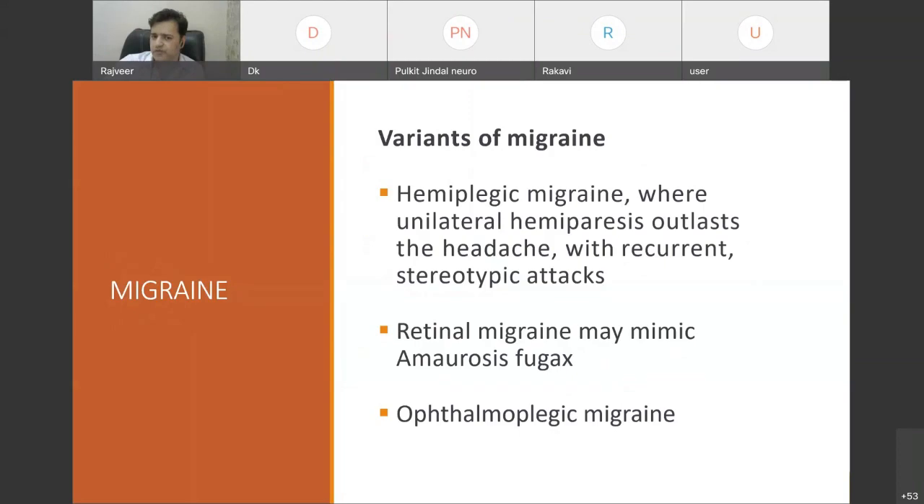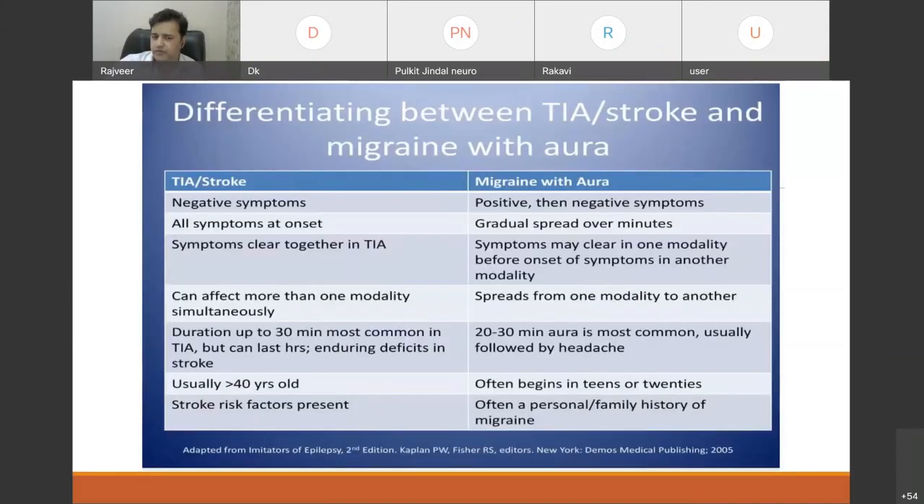along with the stroke-like picture. And another common differential is migraine, especially the atypical variants of migraine like hemiplegic migraine, where the patient may develop some aura, a visual aura, then may develop headache along with a neurological deficit like hemiplegia. Then retinal migraine may mimic amaurosis. The patient may have headache along with transient loss of vision. And the third one is ophthalmoplegic migraine, where the patient may have headache along with ophthalmoplegia. The patient may have involvement of the third, fourth, sixth cranial nerve, and may present with headache with ptosis and miosis.